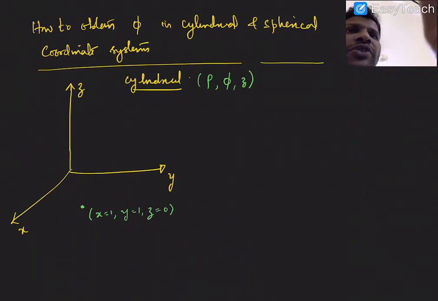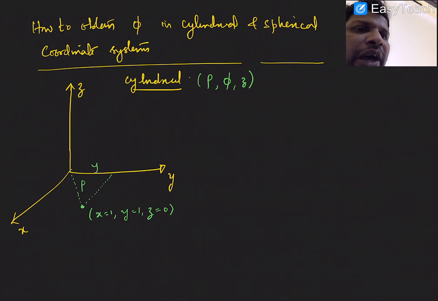Now this point I can represent with respect to the origin. That means the distance from the origin is rho. This is the value of y and this is the value of x. Let us consider x is equal to 1. So this is the distance traveled in the x direction, and this is the distance traveled in the y direction, and the distance traveled in the z direction is equal to 0.